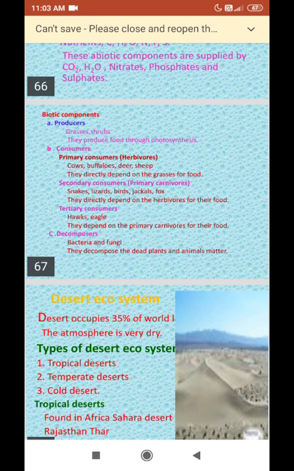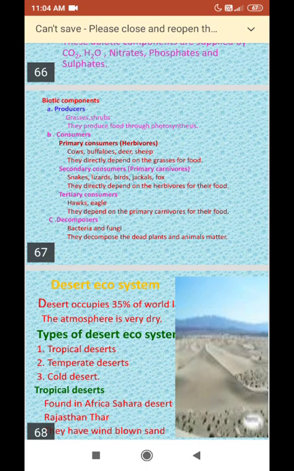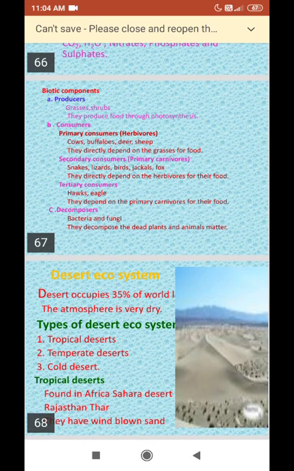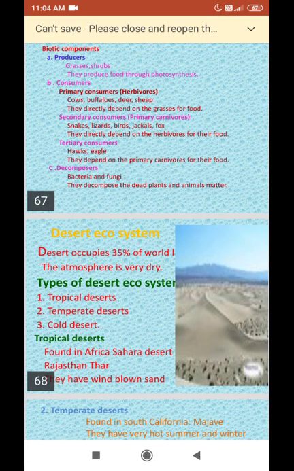The consumers are in four stages. The first one is the primary consumer, the second one is the secondary consumer, the third one is the tertiary consumer, and the fourth one is the decomposer. The primary consumers are referred to as herbivores. They get food from the producer, for example cows and buffaloes. And then for secondary consumers, we can say snakes and lizards are examples. They directly depend on the herbivores for their food. And for tertiary consumers, we can say eagle is an example. They depend on the primary carnivores for their food.